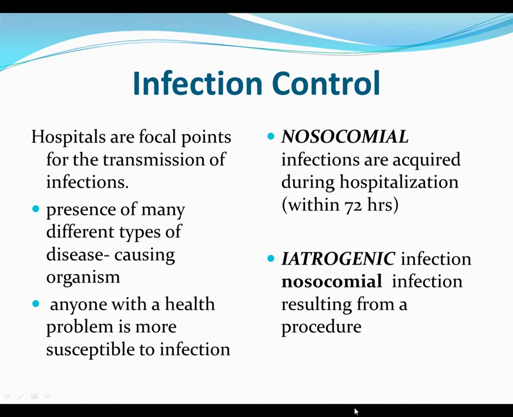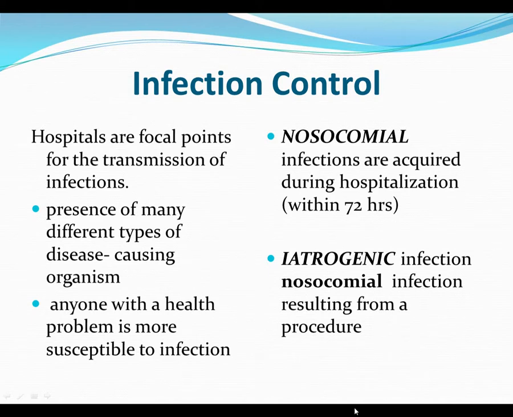Now, an iatrogenic infection is a type of nosocomial infection, but it is actually the direct result from a procedure that the patient had. So suppose the patient has some type of abdominal surgery and then the patient ends up getting an infection in their incision. That would be an iatrogenic infection because that is a direct result from a procedure that the patient had done.